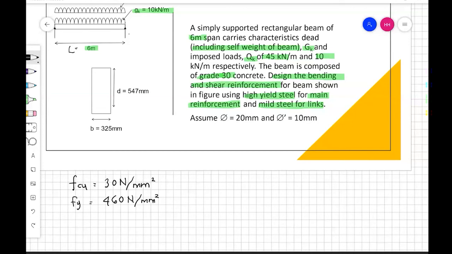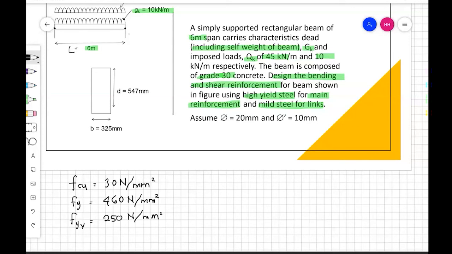Maksudnya FY ni main bar, main steel, main reinforcement, suka hati you lah nak panggil apa, ataupun kita pun boleh panggil dia bending reinforcement lah. And for link, kita boleh panggil dia link, kita boleh panggil dia shear reinforcement. Dia adalah benda yang sama. Okay, FYV maksudnya this one adalah strength of steel untuk link. Okay, FYV, it is 250 sebab mild steel. Okay, link dia mild steel, so the strength only 250.